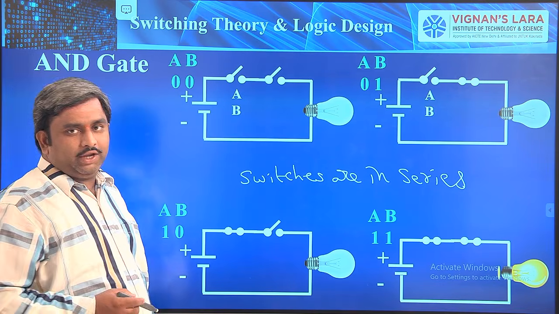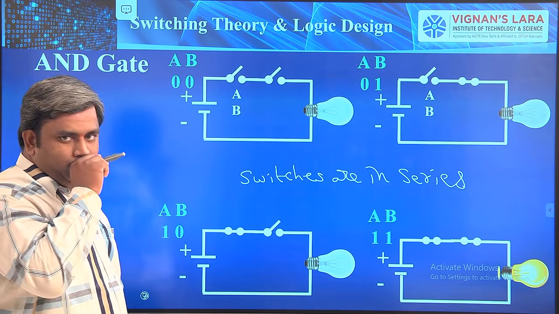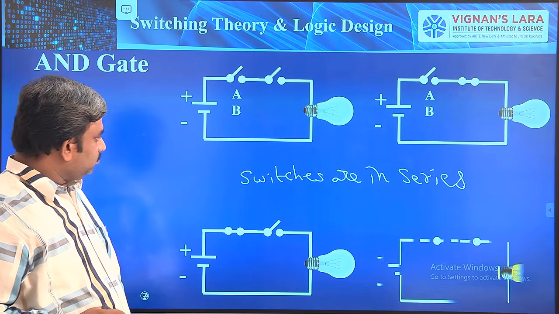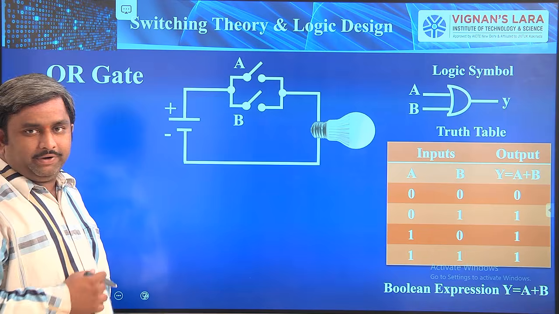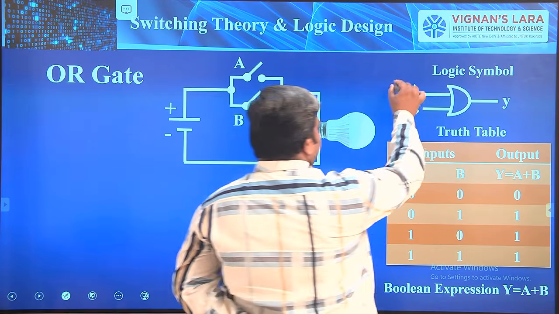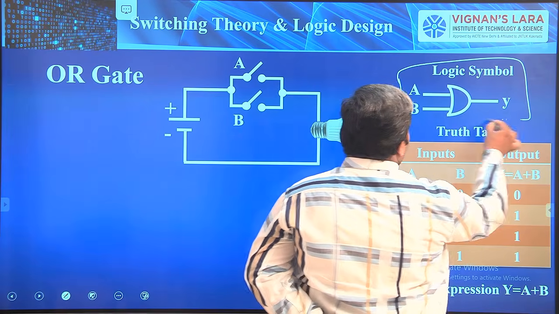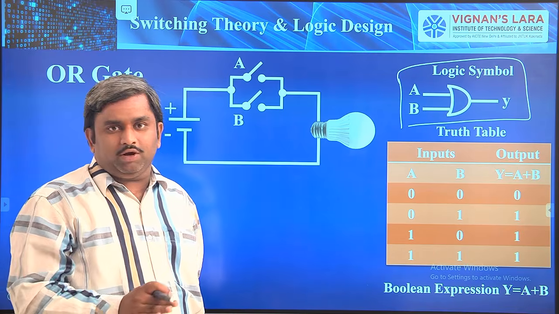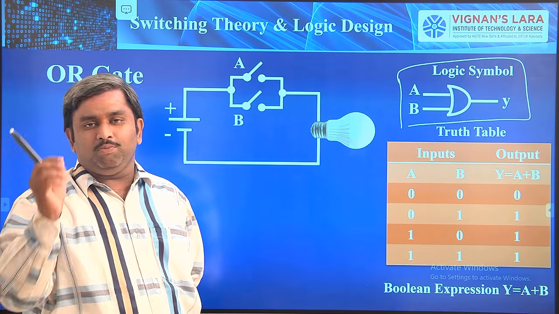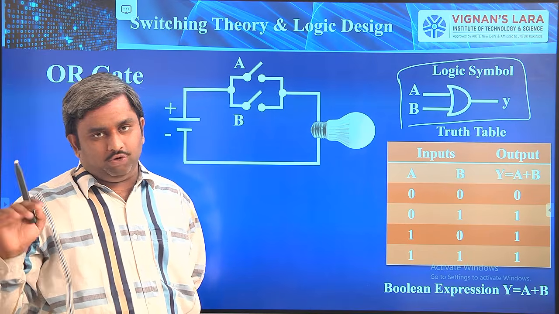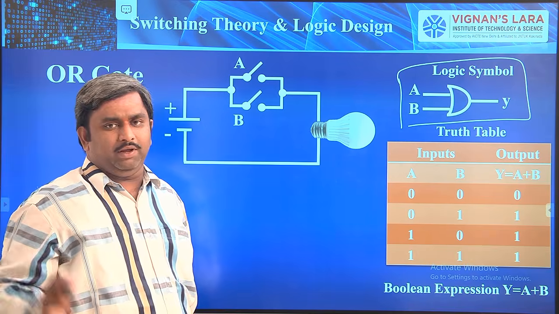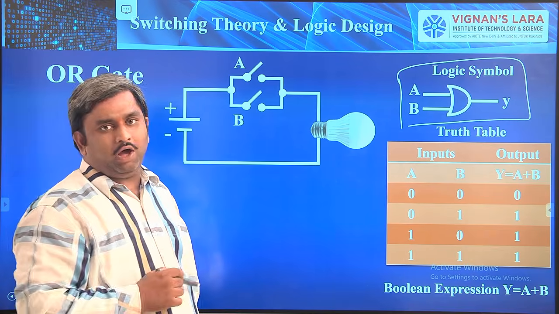Coming to the OR gate operation, the OR gate symbol we generally represent in this way. So this is the OR gate logic symbol. Here also we have 2 inputs. Except for the NOT gate, all the remaining gates have a minimum of 2 inputs and 1 output. Here you can take 2 inputs, 3 inputs, 4 inputs, whatever it may be. Here I have taken a 2 input OR gate.